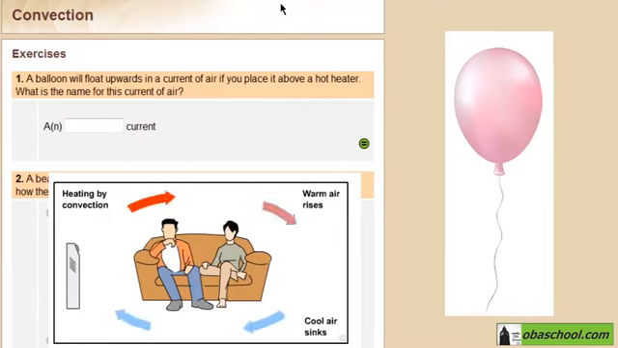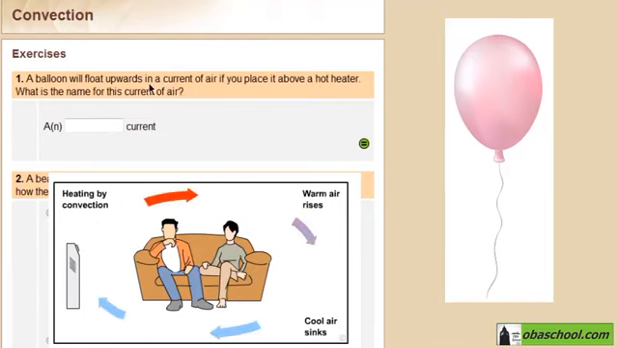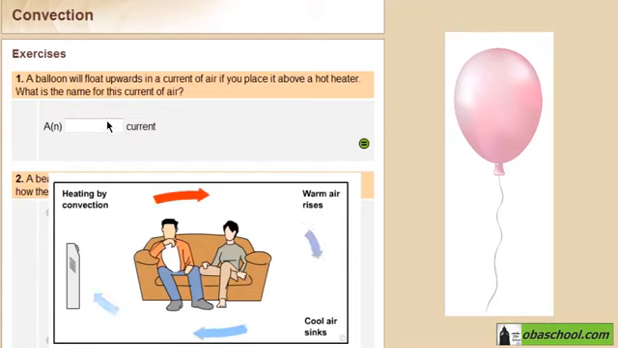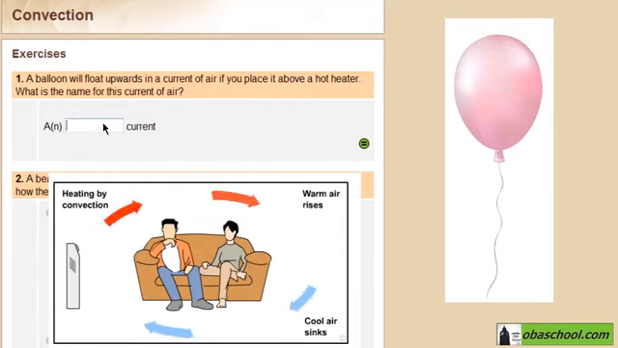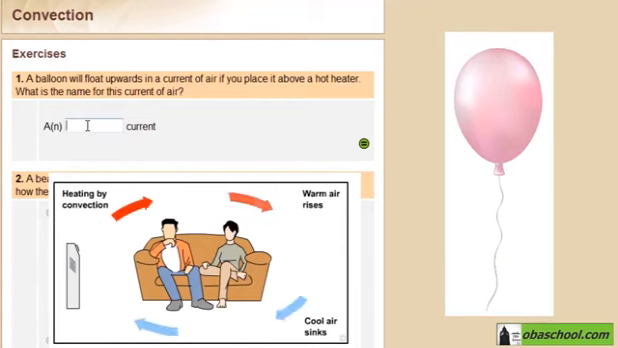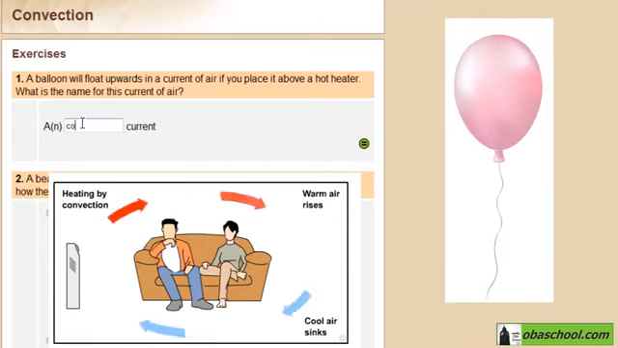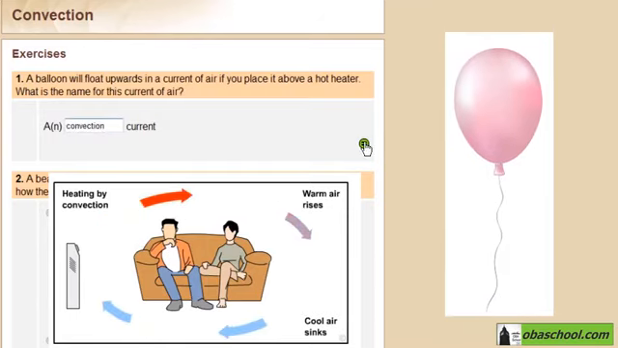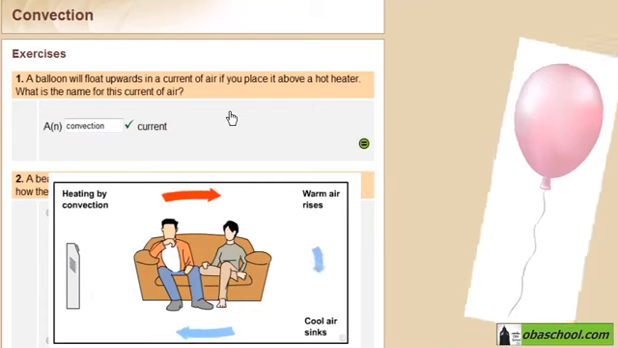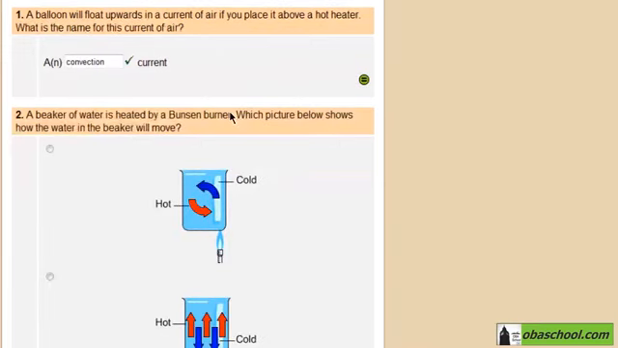This creates convection currents in the room, and therefore the balloon will float upward as a result of the convection currents presented. Let's check it. And that's correct. Let's move to the second question.